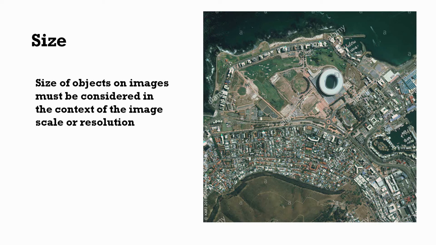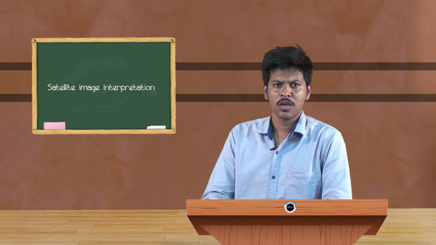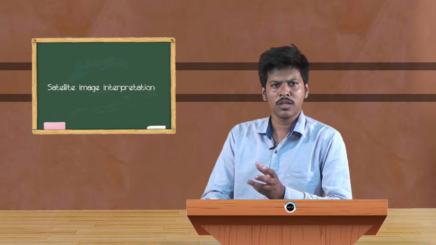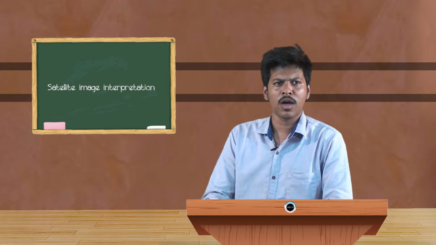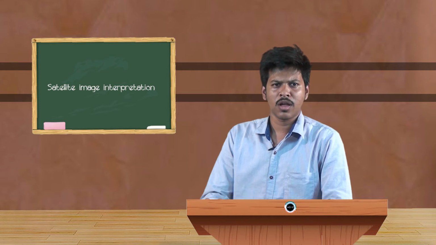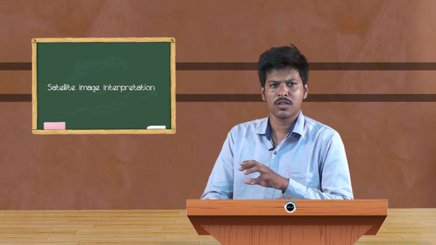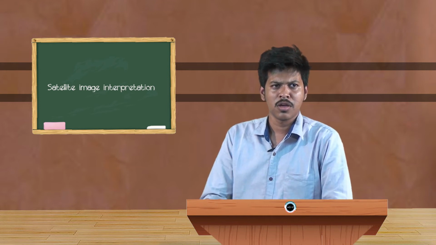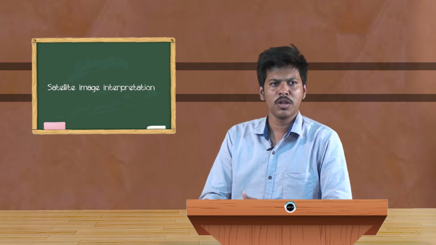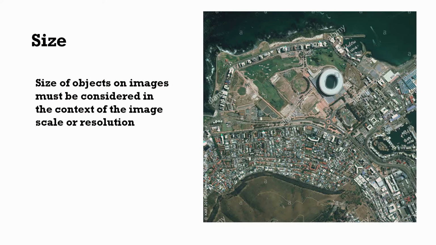You have a colony of buildings here. So by observing the size, I am able to identify the oval shape as a stadium, and other things which are relative to the stadium are some buildings, and you can also see the size variations in the buildings. So the size of an object in an image must be considered in the context of the image scale or resolution. Based on the resolution, the size also varies.